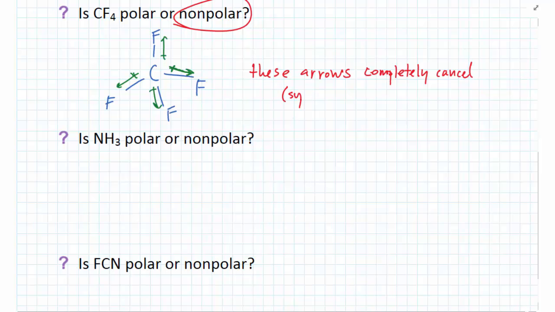Why? Because they're symmetrical and equal strength. What are my two criteria for canceling? Symmetrical and equal strength, let's say.